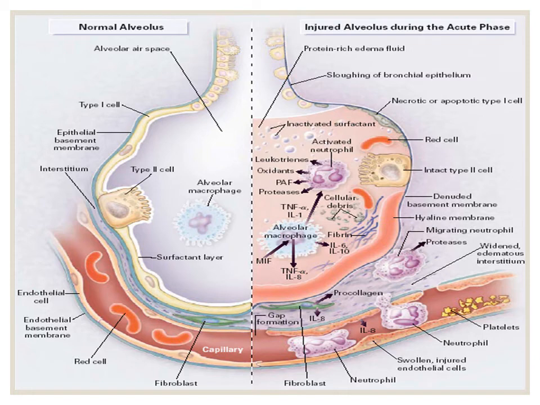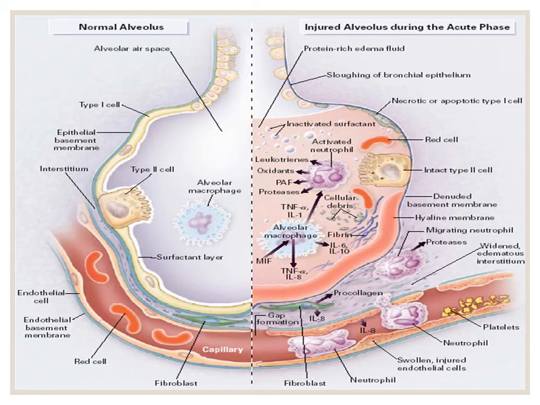So this is the natural sequence of events. On the left side, this is the structure of the normal alveolus. As you can very well appreciate, the type 1 alveolar epithelial cells, and then the type 2 cells, and then the interstitial space, and the pulmonary capillaries. Within the pulmonary capillaries, there are neutrophils and blood platelets.